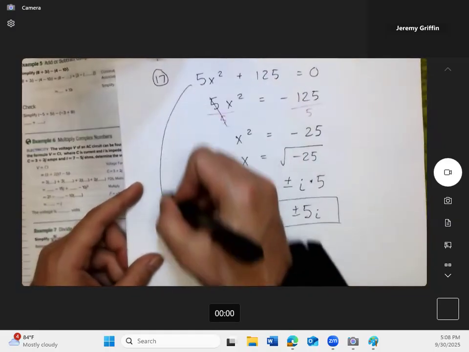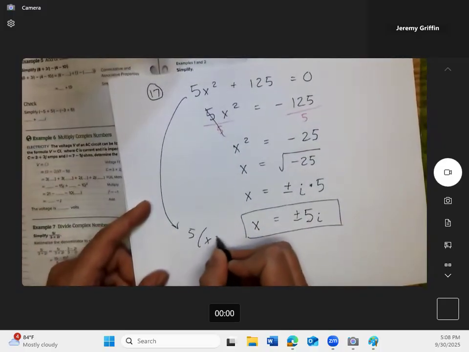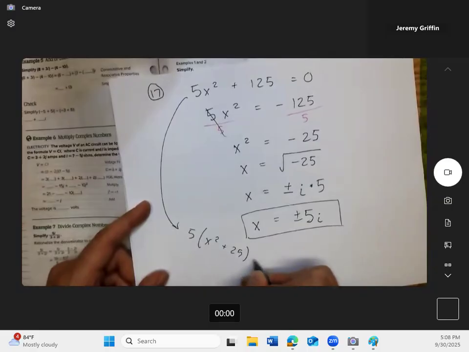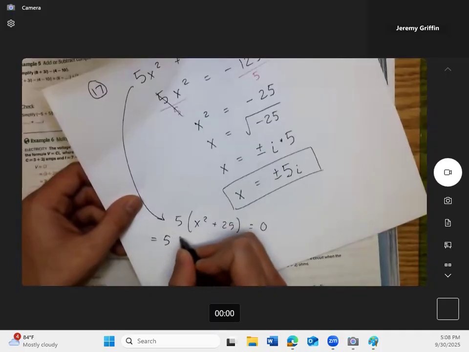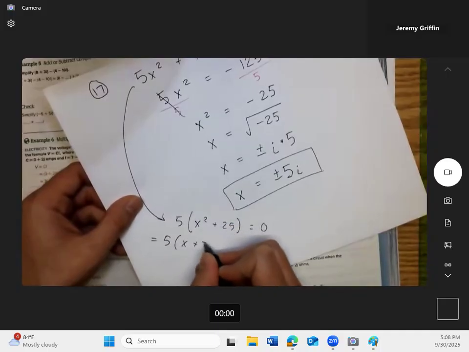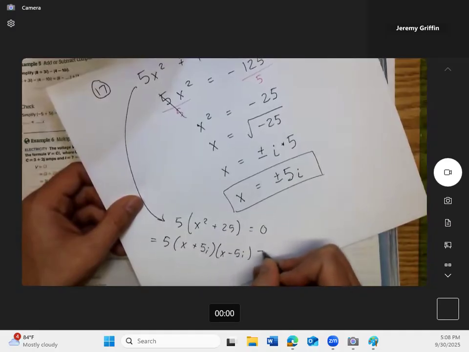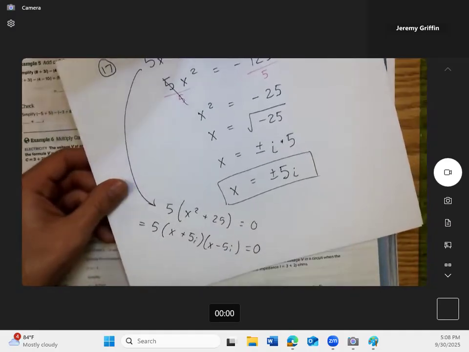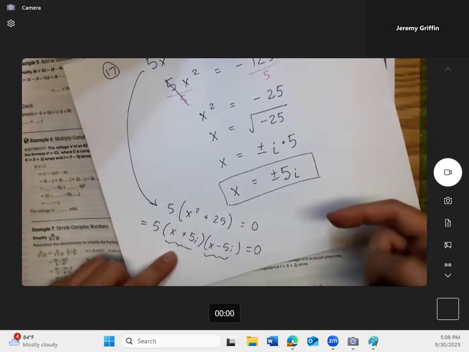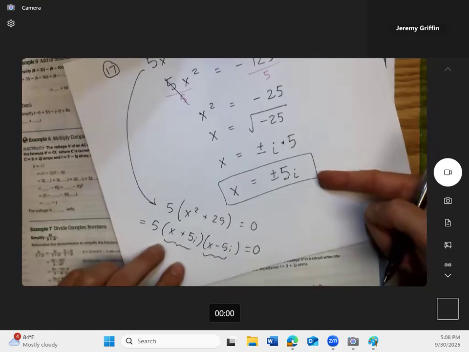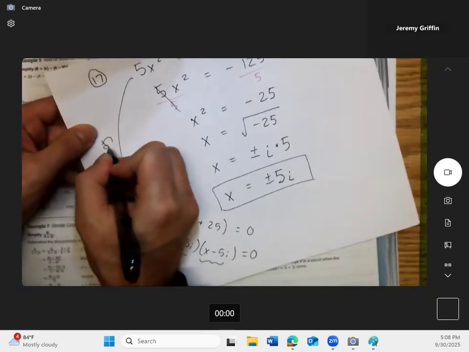You could have factored from the beginning. So here, I'll do this a different way. What if I pull out 5, and I have x squared plus 25 equals 0. Then that's equal to, keep that 5, x plus 5i times x minus 5i, and it's equal to 0. So that's if this bit is 0 or if this bit is 0. And that leads you back to the same thing: x to be plus or minus 5i would also work that way. So this is a factoring way to do it.